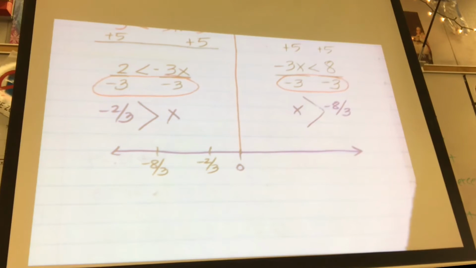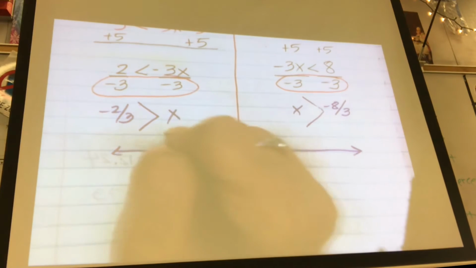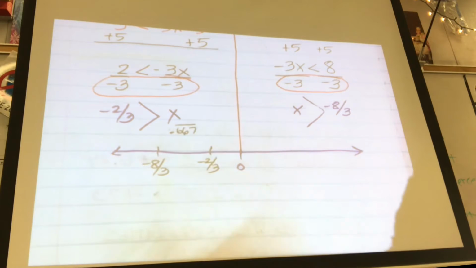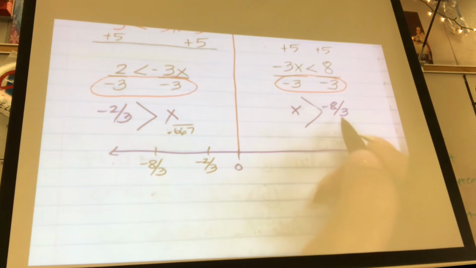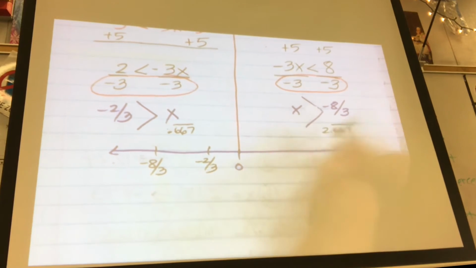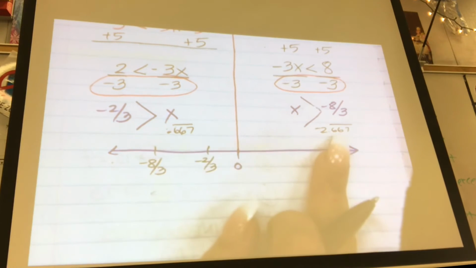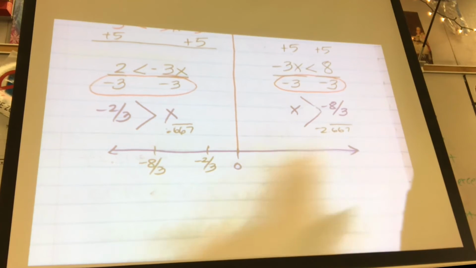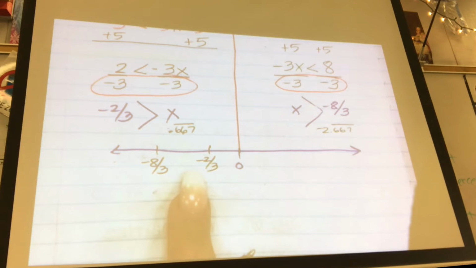Let me prove it to you. On your calculators, please, what is 2 divided by 3? Don't yell it out. It is 0.667 about. And then what is 8 divided by 3? 2.667. So which one of those is going to go first? 0.667 or 2.667? 0.667. That's why the -2/3 goes first.